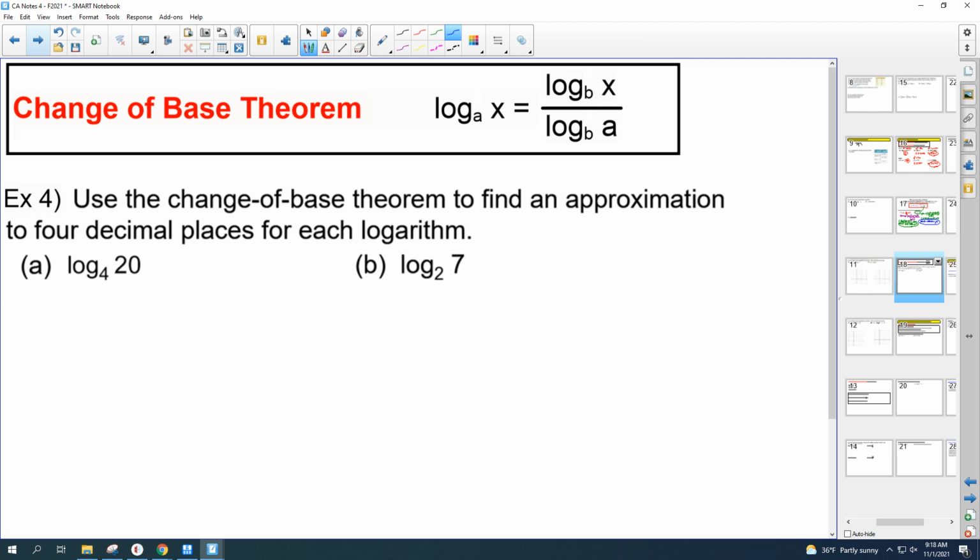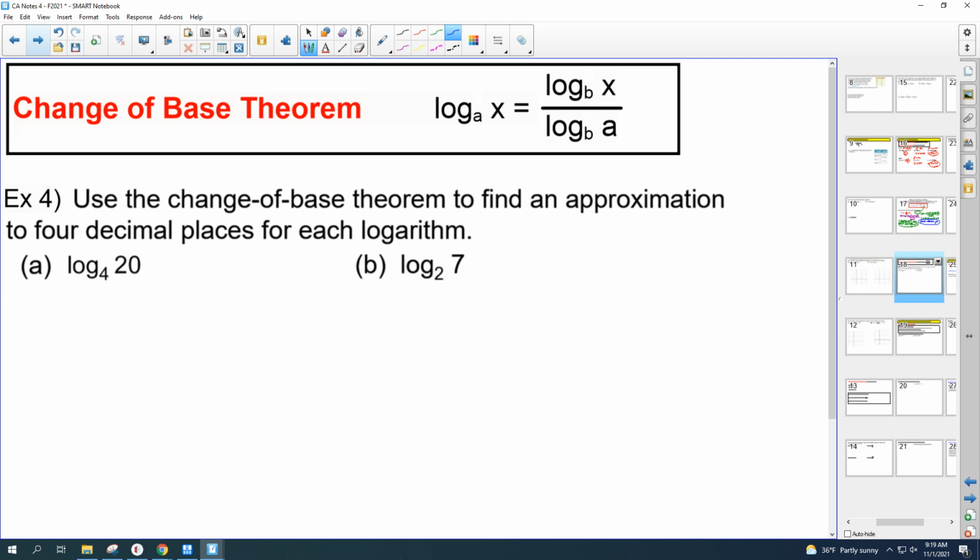Change of base theorem, okay? Put a star by this or something, some kind of memo to yourself that you want to have this formula memorized. This is important because notice in example 4, you're going to see a log base 4 and a log base 2. You cannot enter this directly into your calculator. You have to use the change of base formula if you're going to get this answer on your calculator, all right?